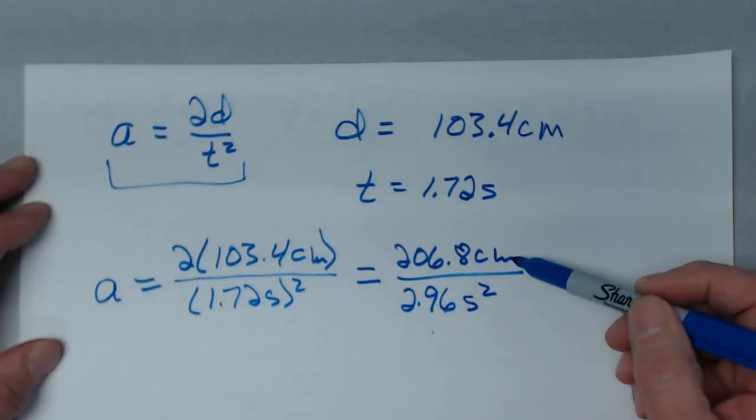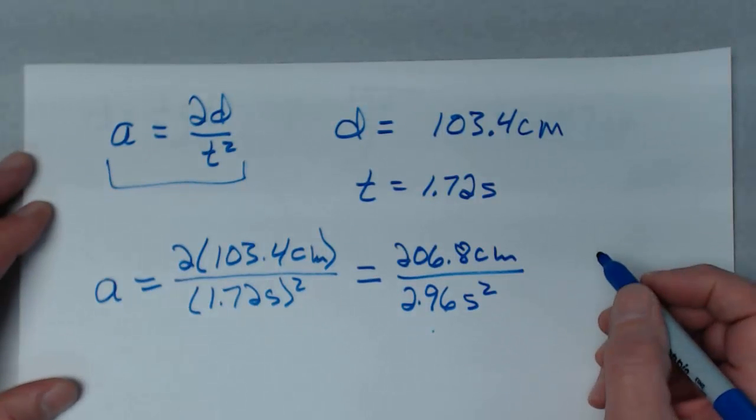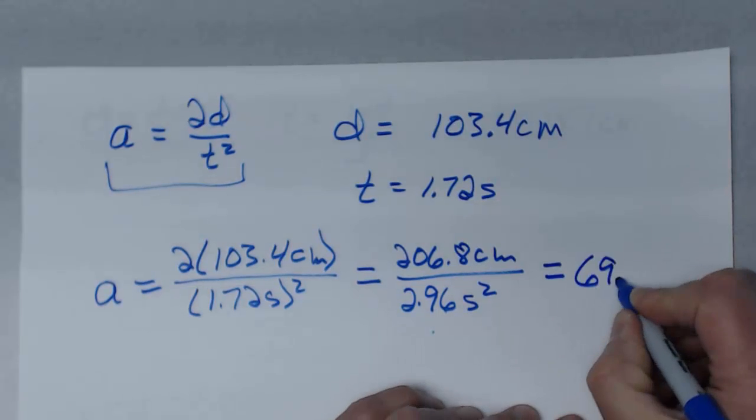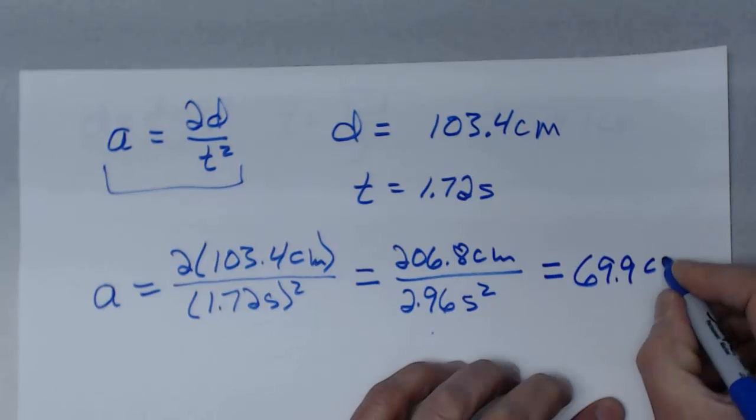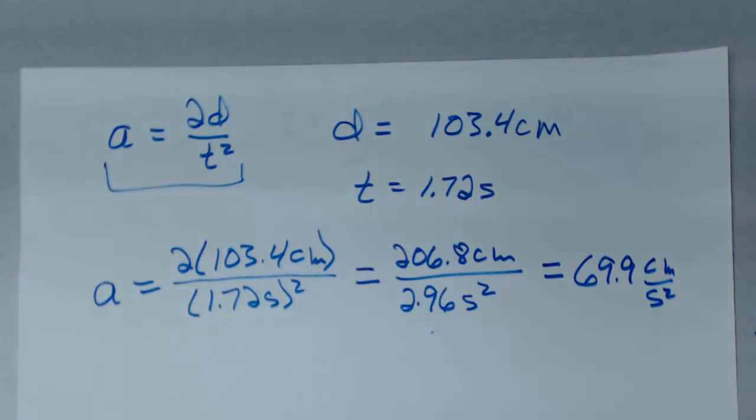So the units that I have here are the units that I'll end up with. And when I actually do that calculation, I get 69.9 centimeters per second squared. I end up with 3 significant figures because I had 4 significant figures here, 3 significant figures here. I can only keep the lesser of the 2 numbers of significant figures on division, so that's what I end up with.